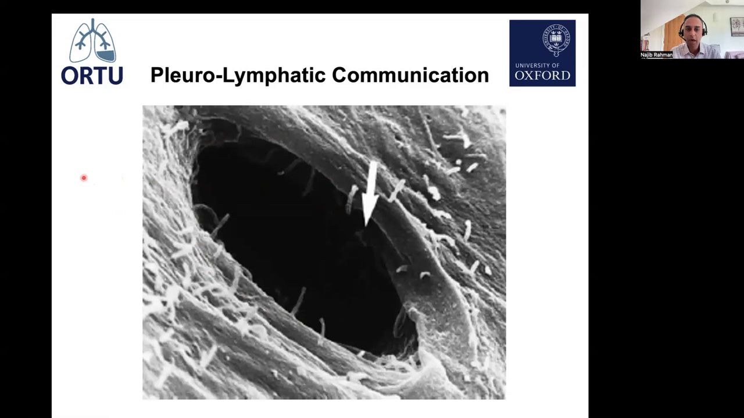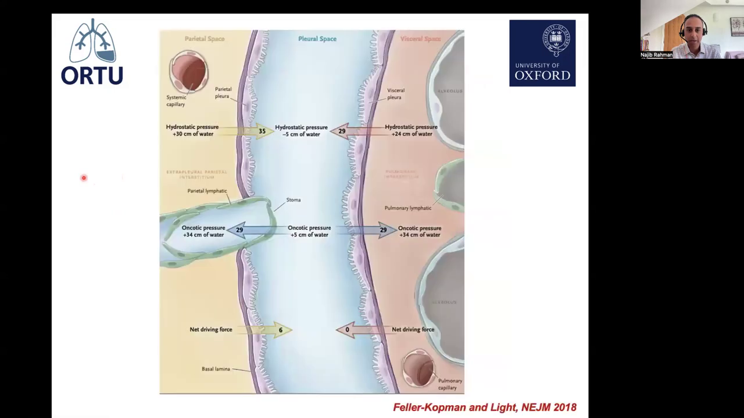So Wang was the original histopathologist who identified these. What this allows is bulk flow from the pleura out into the systemic circulation of even large cells such as red cells. And so overall, then we come up with this scheme that a cartoon was given in this great review article in the New England Journal done by David Feller-Cotman and Richard Light before he sadly died.